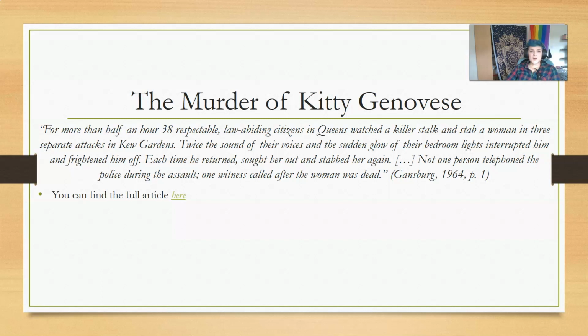For more than half an hour, 38 respectable law-abiding citizens in Queens watched a killer stalk and stab a woman in 3 separate attacks in Kew Gardens. Twice the sound of their voices and the sudden glow of their bedroom lights interrupted him and frightened him off. Each time he returned, sought her out, and stabbed her again. Not one person telephoned the police during the assault, and one witness called only after the woman was dead.